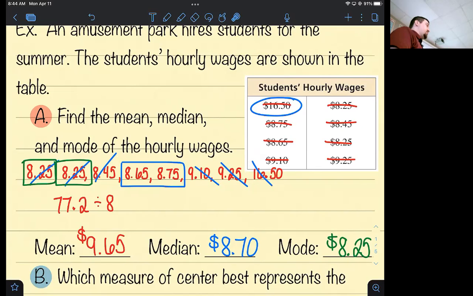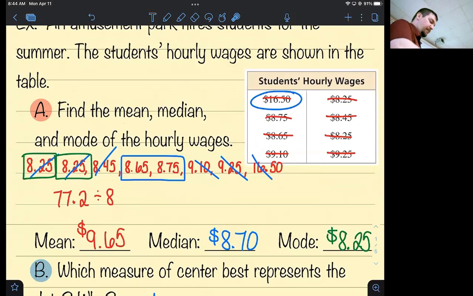Now, it is the average, but it's because the 1650 is so much larger than the rest of the numbers that it's dragging the average up from where it should be to where it currently is. That's what an outlier will do. So if the outlier is present, we're not going to want to use the mean because it's going to throw that mean off.